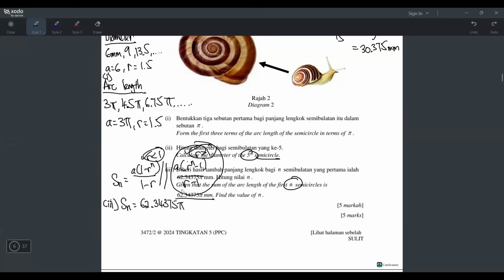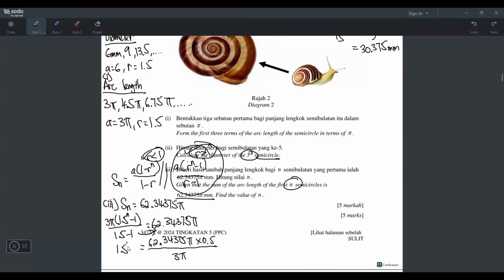Because my r is bigger than 1, I should minus 1. So let's put in this formula here. It will be a, which is 3 pi, and then r power n, where r is 1.5, power n. The n I don't know, I'm trying to find n. So just write n minus 1 over r minus 1, 1.5 minus 1, equals 62.34375 pi. 1.5 minus 1 is 0.5. And when you move it over here, it becomes times. So it becomes 62.34375 pi times 0.5. And the 3 pi, you can move over here and it becomes divide like this.